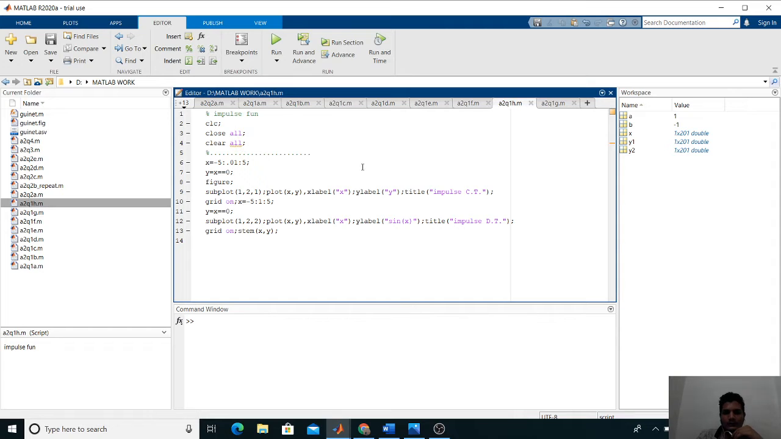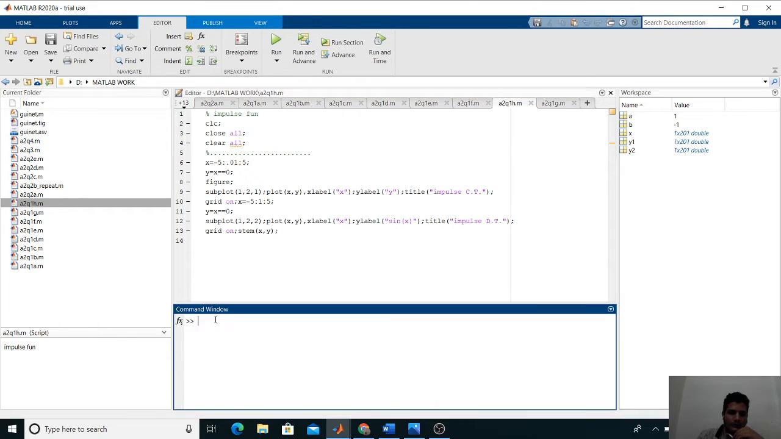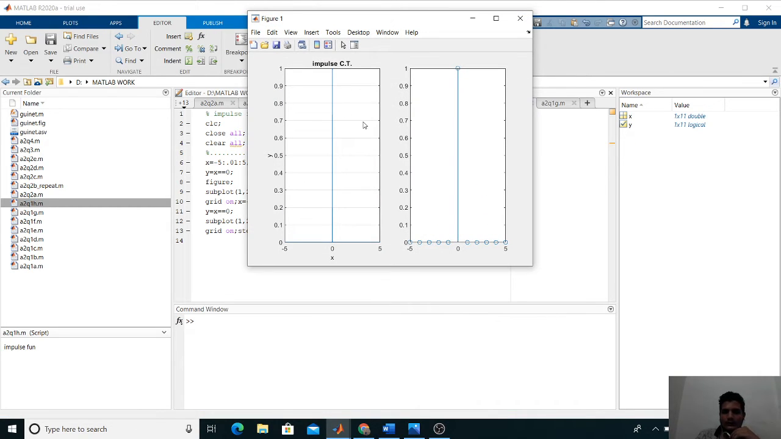The impulse function is 1 at x equals 0, and 0 for all other values. So I have written the condition. You can see my cursor, there is a condition for it. So let's run it, Q1. So this is coming out like this.